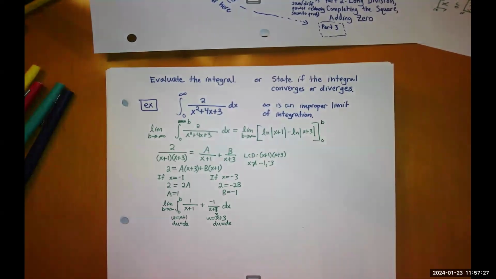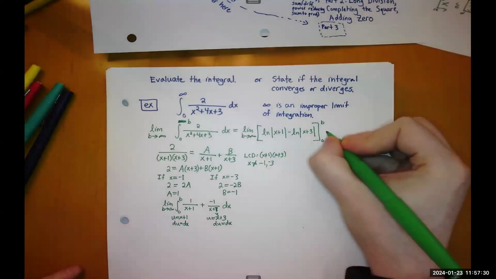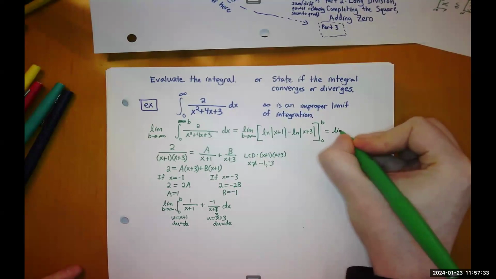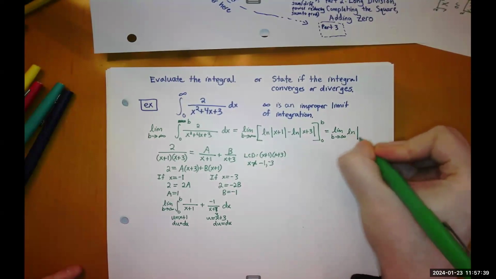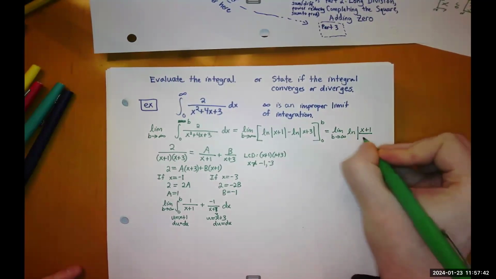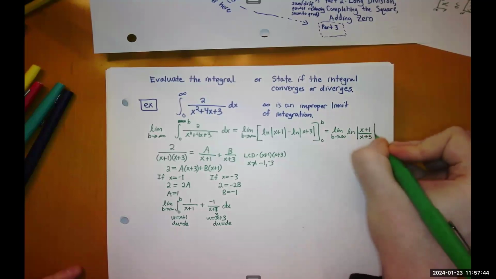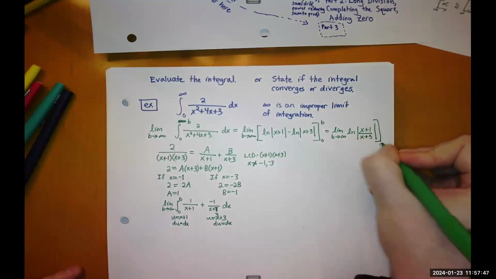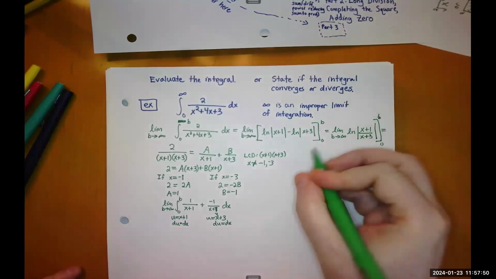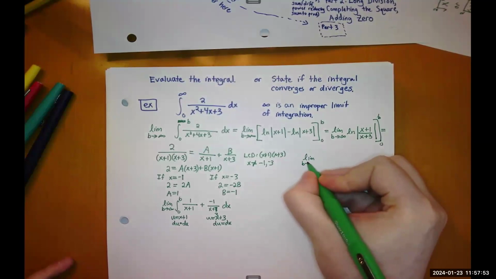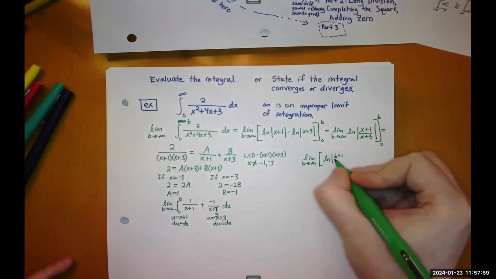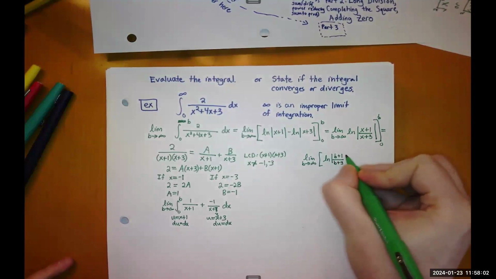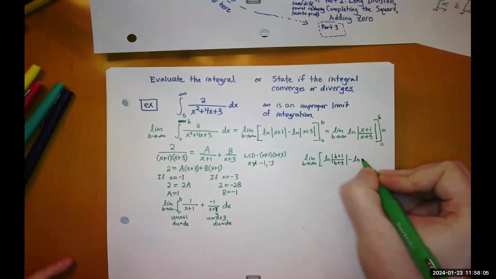So my advice is to apply log properties, and I'm going to show you why. But first, let's apply them. So we have x plus 1 in the numerator, x plus 3 in the denominator, and we want to evaluate from 0 to b. So we have the limit as b approaches infinity of the natural log, the absolute value of b plus 1 divided by b plus 3, minus the natural log of the absolute value of 1/3.